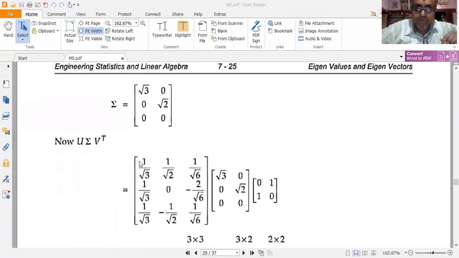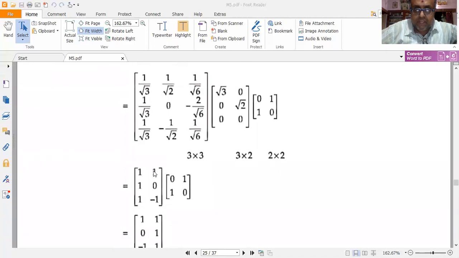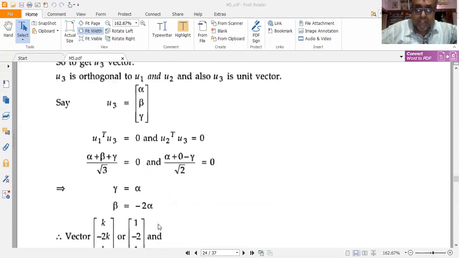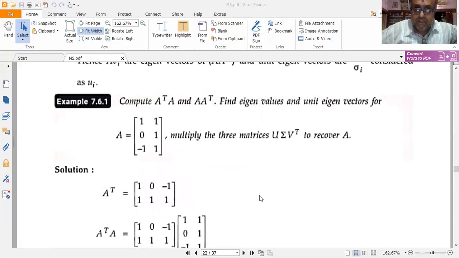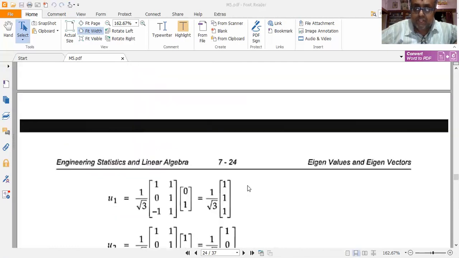Now U sigma V transpose is given by this matrix. U already I have. Now sigma is this matrix to which I have added a third row with 0 elements. V transpose is 0, 1, 1, 0 we have. Now multiply U sigma. If I multiply U with sigma, I get 1, 1, 1, 0, 1, minus 1 multiplied by V transpose, that is 0, 1, 1, 0. If I multiply these two matrices, I get 1, 1, 0, 1, minus 1, 1, which is nothing but the given A matrix for which we had to do the SVD decomposition. So this means that our SVD decomposition process that we have done is very much correct.